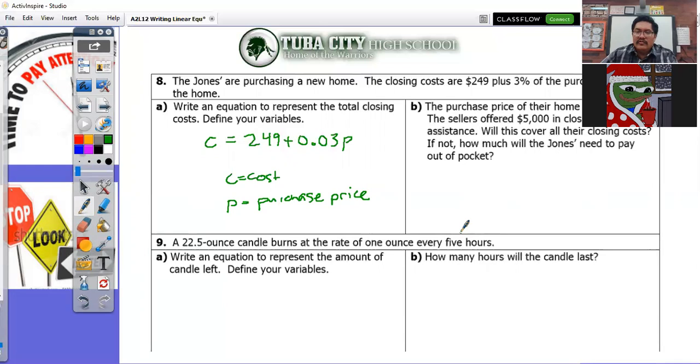The purchase price of their home is $195,000. Ooh, expensive. But I guess in most places in America, that's about an average cost of a home, actually. So the seller offers $5,000 in closing costs. That's how much they have in their pocket. So it's kind of like the cab question: are they going to have enough to cover their closing costs? If not, how much will they need to pay out of pocket?